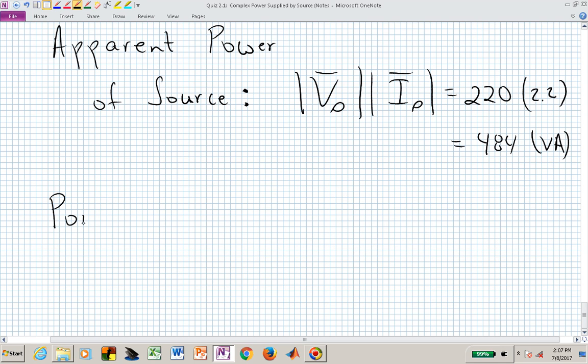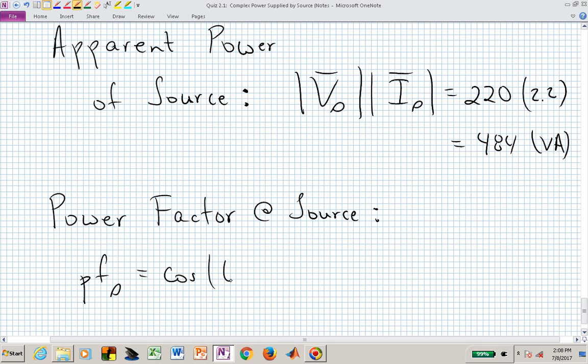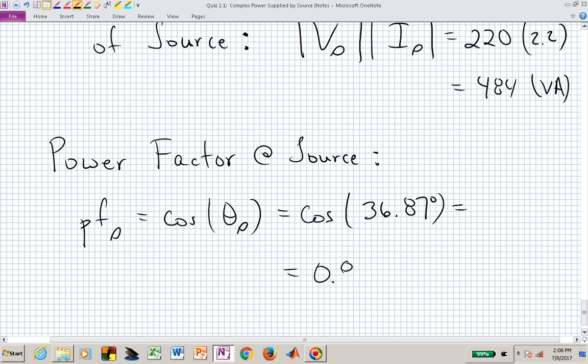We also found the angle associated with that complex power by converting that source power from rectangular form to polar form. Once we have the polar form, we have the angle, and the angle quickly allows us to find the power factor of the source. The power factor of the source is the cosine of that angle of the complex power of the source. Now do we need to worry about the sign of that angle theta sub S? We know the angle was actually a positive 36.87. If we take the cosine of 36.87, that gives us 0.8. If we took the cosine of minus 36.87, that would also give us 0.8.